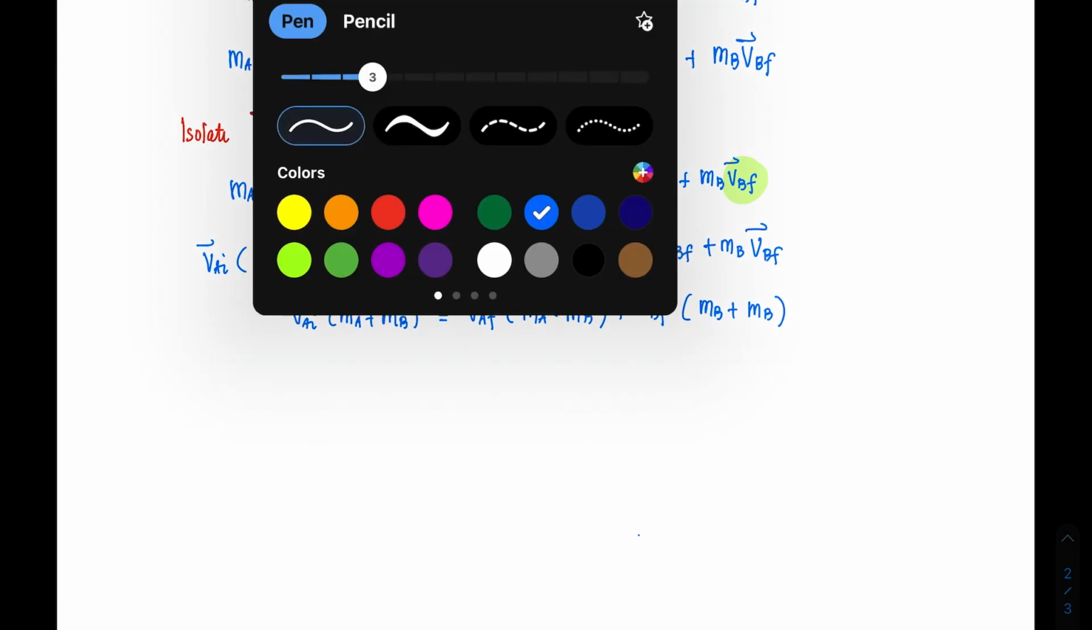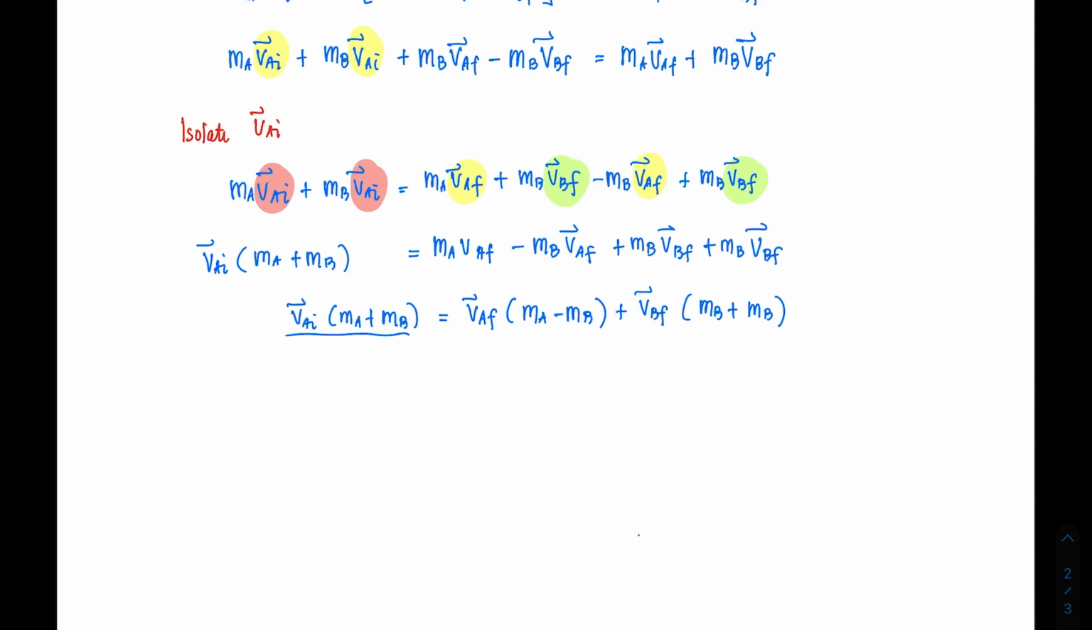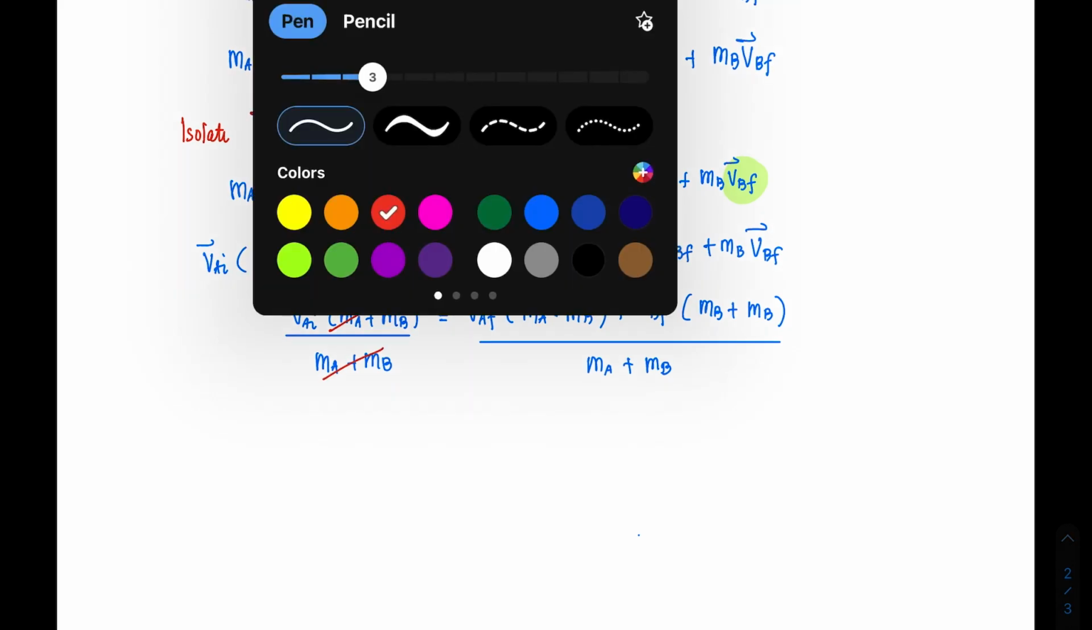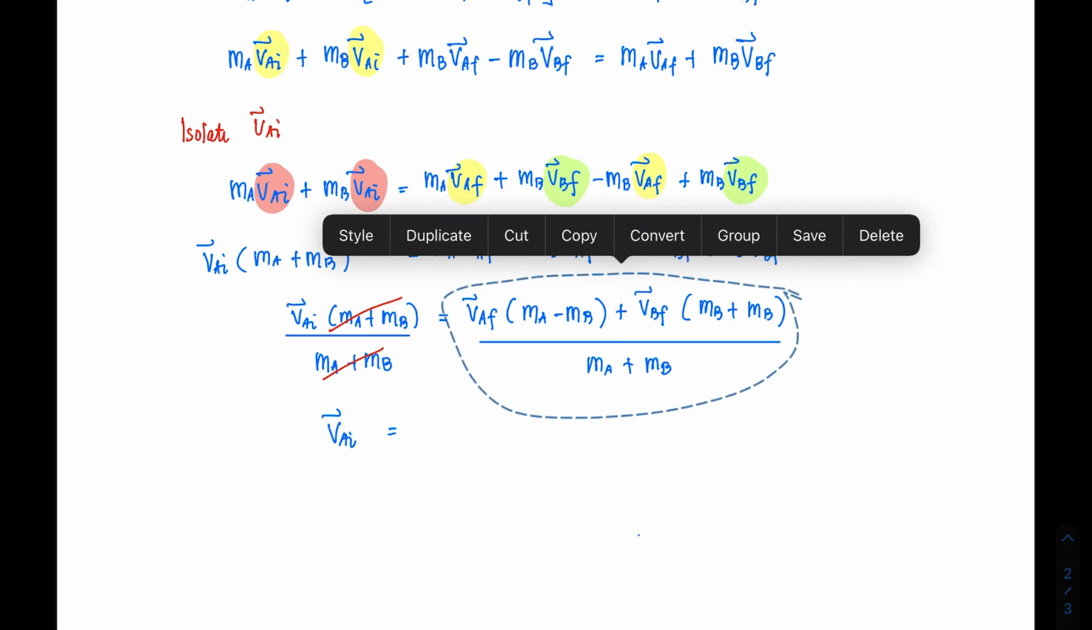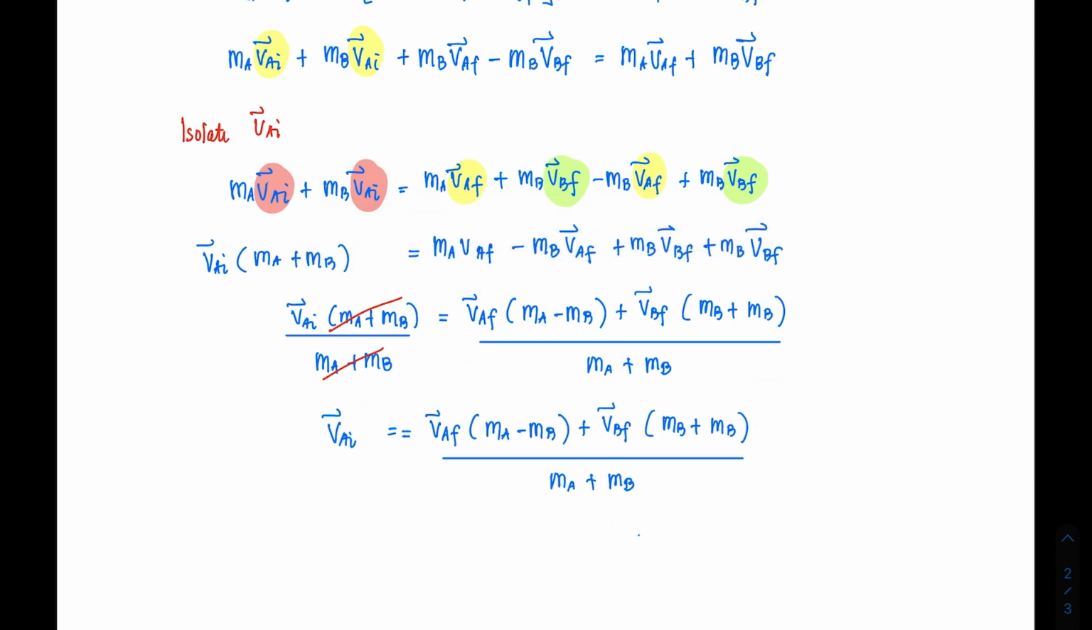So the next thing that you're going to do is to multiply both sides of the equation by MA plus MB. You do the same thing on the right-hand side of the equation to preserve the equality. And then this one would cancel out. So you have VAI equal to this one over here. I'm just going to copy that one. Copy and paste.